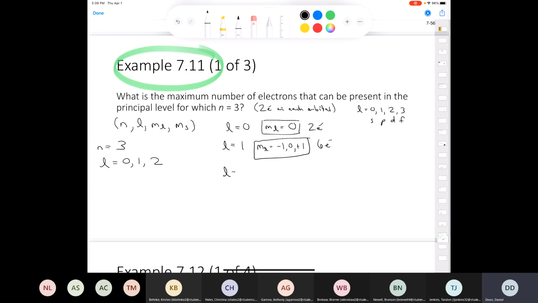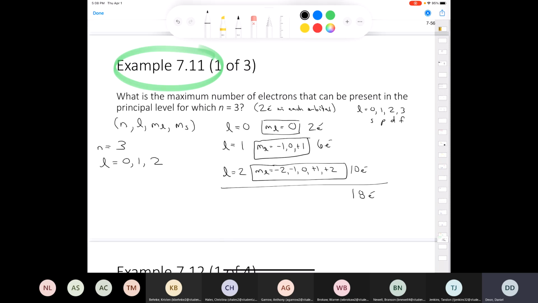And when I have l is equal to 2, my values of ml are going to be -2, -1, 0, +1, and +2. That's a total of 5 orbitals. 5 times 2 gives me 10 electrons. So if I tally all that up, 2 plus 6 plus 10 gives me a total of 18 electrons.